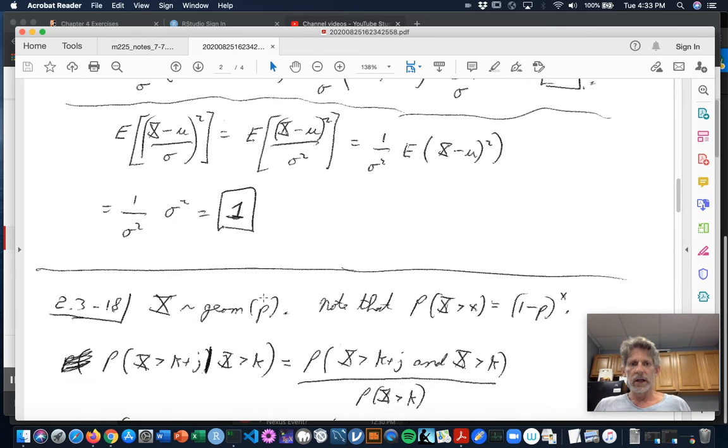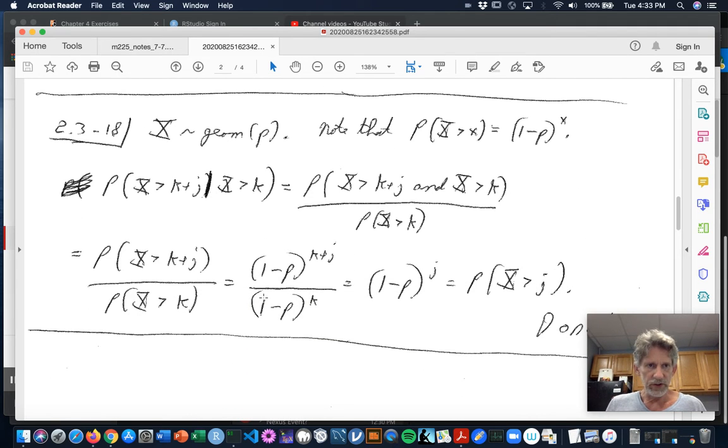So, take a random variable that has a mean and a variance, subtract off its mean, and divide by standard deviation. You get a random variable whose mean is 0 and whose variance is 1. That's pretty useful for later on.